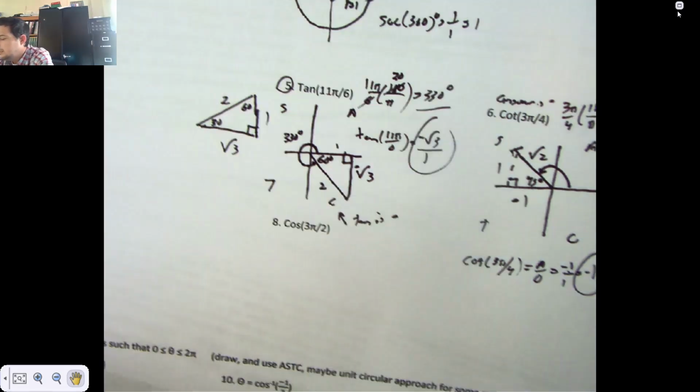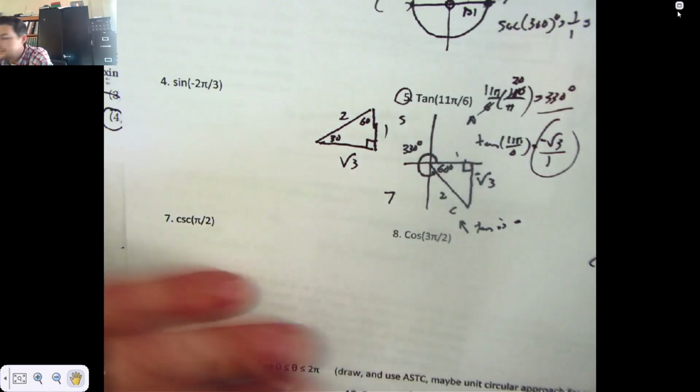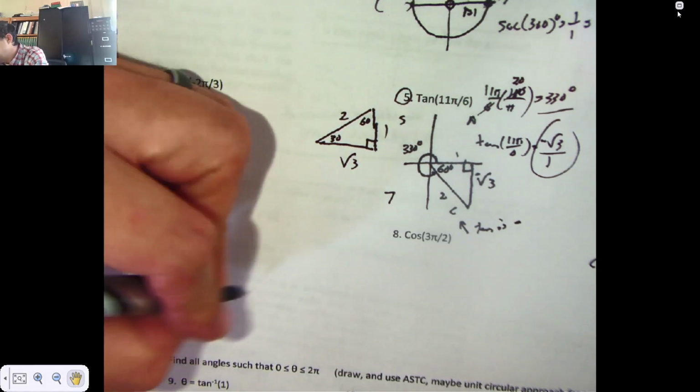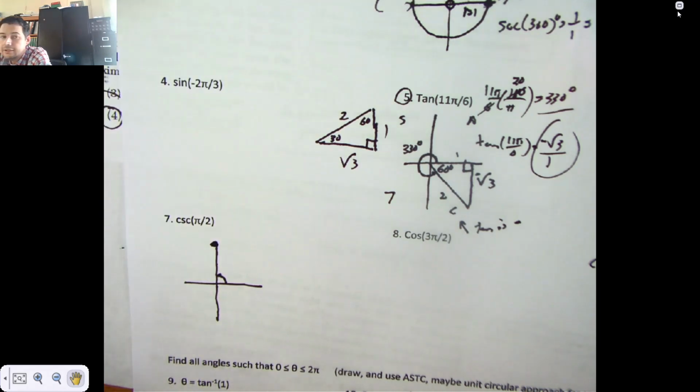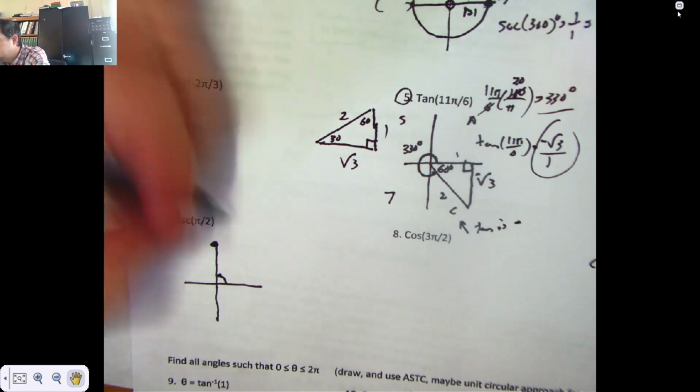Let's do a reciprocal, or sorry, let's do a quadrantal. This is pi over 2. Pi over 2 would rotate here. It's a 90-degree angle. It's quadrantal. And just like on number 2, you have to do the unit circle approach.